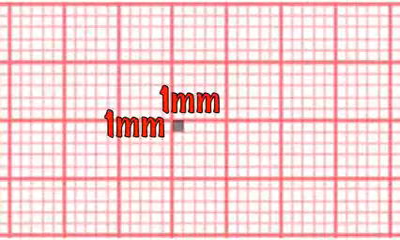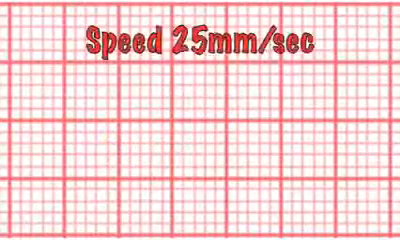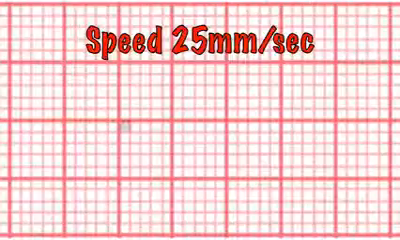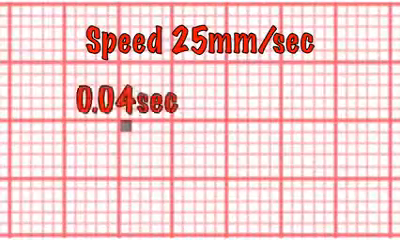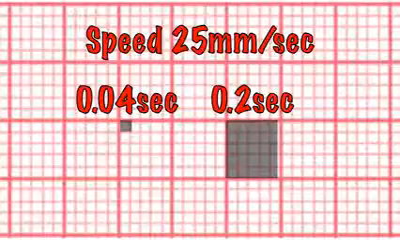ECG paper has lots of small squares on it, each one 1 mm square, and they're grouped together to make larger squares of 5 mm. A standard ECG should run at 25 mm per second, which means that each small square represents 0.04 of a second and each large square 0.2 of a second. This is important when it comes to analysing our ECG.